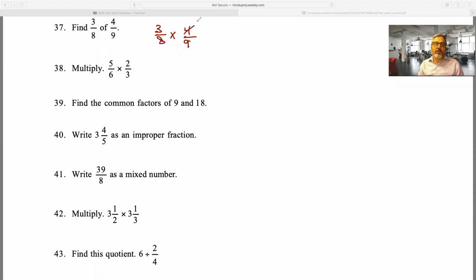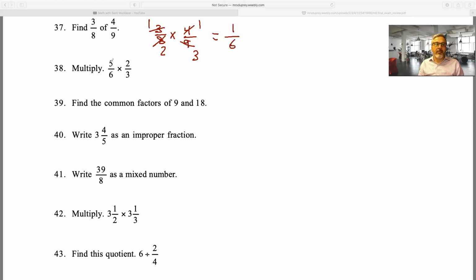So 4 goes into itself once, goes into 8 twice. 3 goes into itself once, 3 goes into 9 3 times. Now tops, you have 1 times 1. Bottoms, you have 2 times 3. That's 1/6.